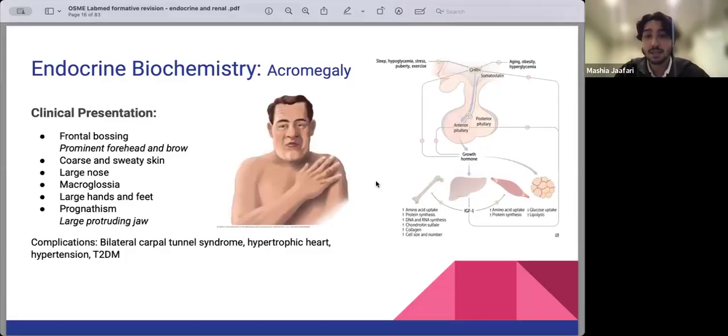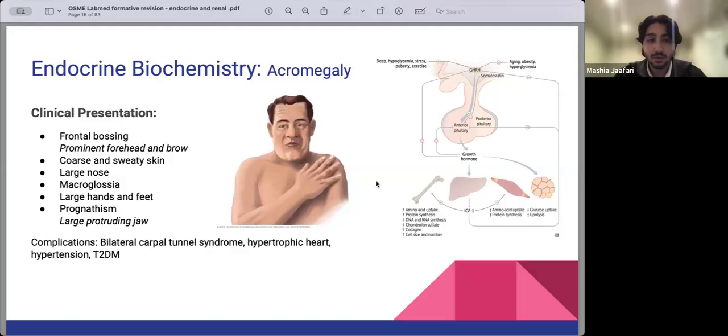And how it presents is quite important because that's how the questions are going to be phrased. So you're going to get someone that has frontal bossing, which means basically quite a prominent front of the head and a prominent forehead, which is basically a part of that. They'll have coarse and sweaty skin. They'll have a very large nose. They have a big tongue, which is macroglossia. The hands and feet will be characteristically large. So the question might say something about, oh, they've needed to increase their shoe size. Their shoes have stopped fitting, or they needed to get a bigger hat. That's usually how they phrase the question. Prognathism is a big jaw.